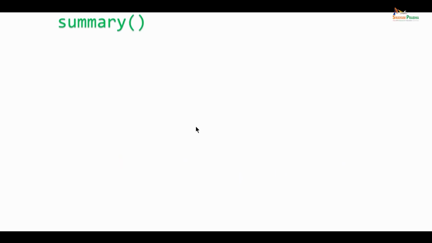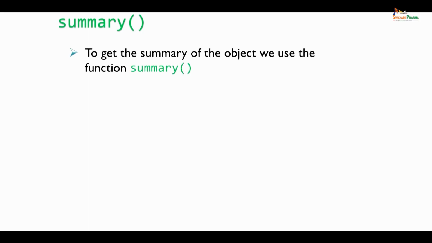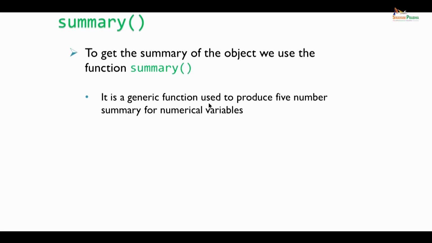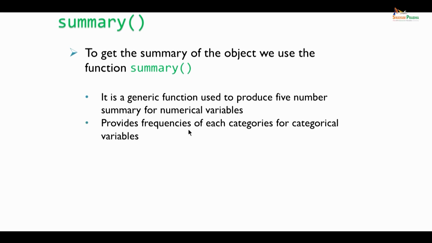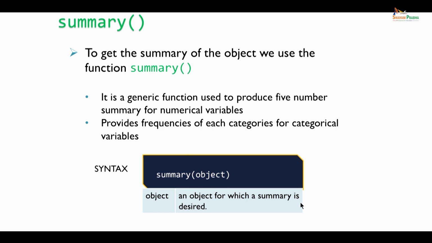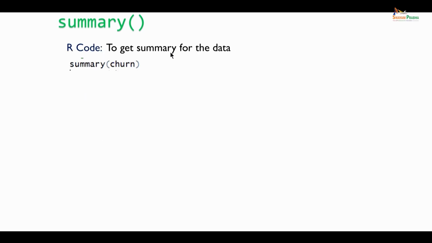So, now we have looked at the structure of our data frame to see what is the data type of each variables. Now, let us look at the summary command to get the summary of the object. So, summary is a generic function which is used to produce the 5-number summary for a numerical variables, and it also provides frequencies of each categories for a categorical variable. Let us look at the syntax of the summary function. The input should be your data frame. To get the summary for the data, we can use the command called summary followed by a data frame name, that is churn.